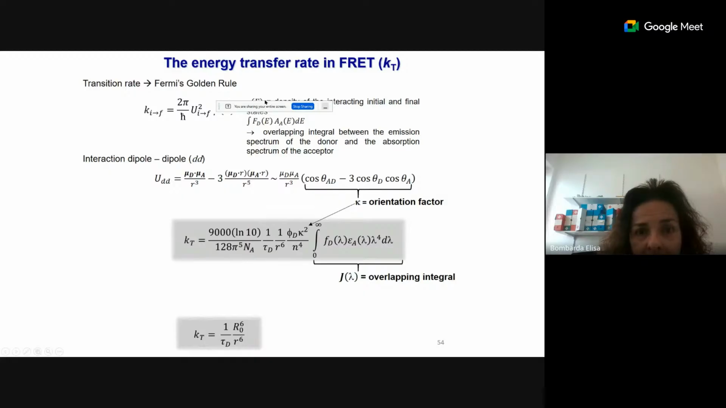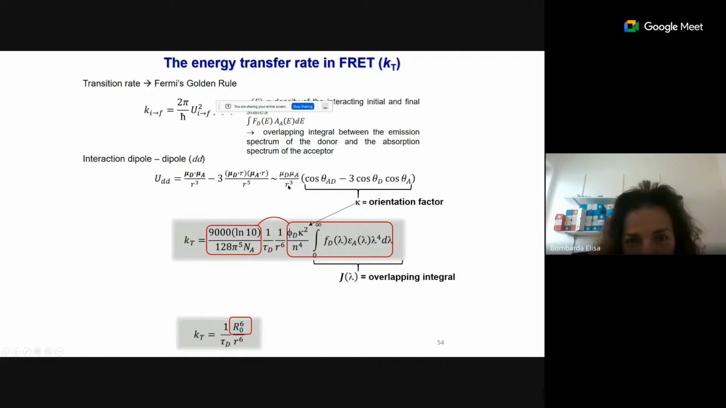So then, just to see from where the equation comes from, to introduce practically the interaction dipole that we have just underlined in the rate.